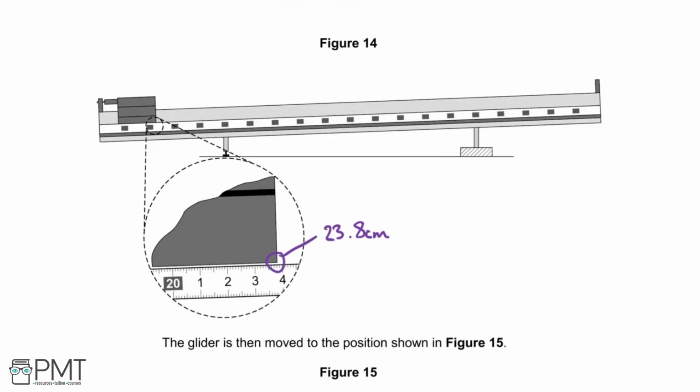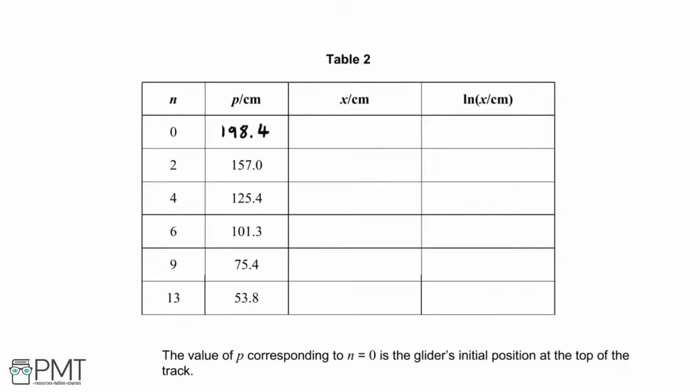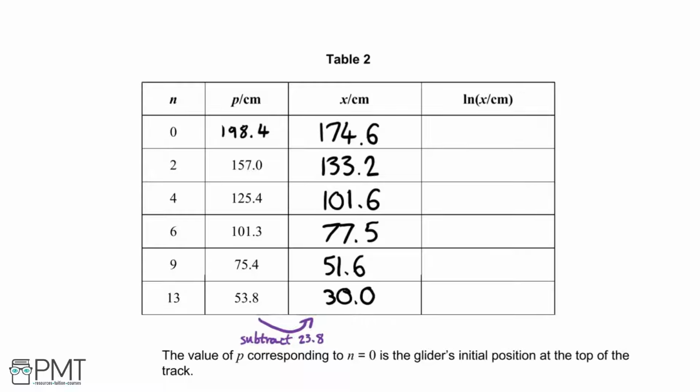So as we can see in figure 14, the lowest position that the higher end of the glider can reach is 23.8 centimeters. So all distances fallen are calculated from the position at the top end of the glider with 23.8 centimeters subtracted. So going back to this table, all we need to do is subtract 23.8 centimeters from each P value. So if you've correctly made all of those subtractions, that's your mark.